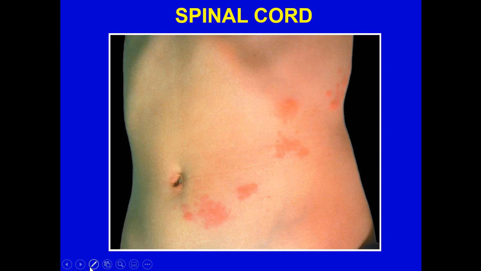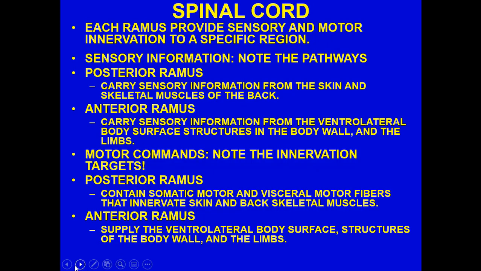Okay, so let's move onward. Now, each ramus provides sensory and motor innervation to a specific region. Remember, ramus is the branching. Now the sensory information, you want to note the pathways. The posterior ramus carries sensory information from the skin and skeletal muscles of the back. The anterior ramus carries sensory information from the ventrolateral body surface structures in the body wall and the limbs.